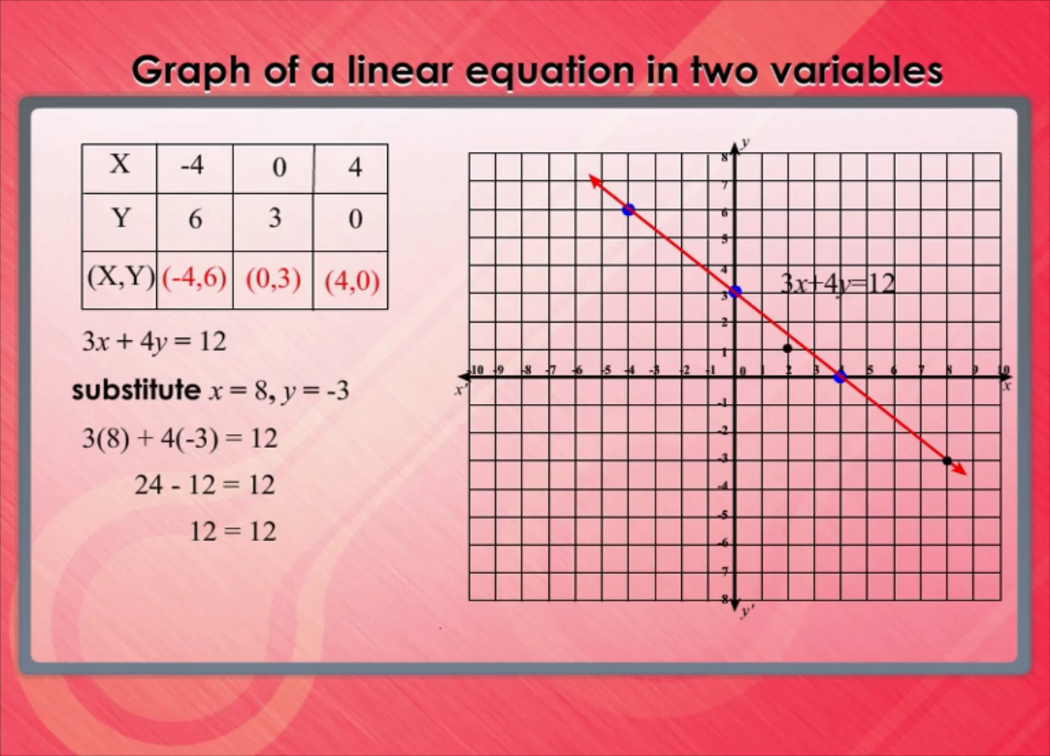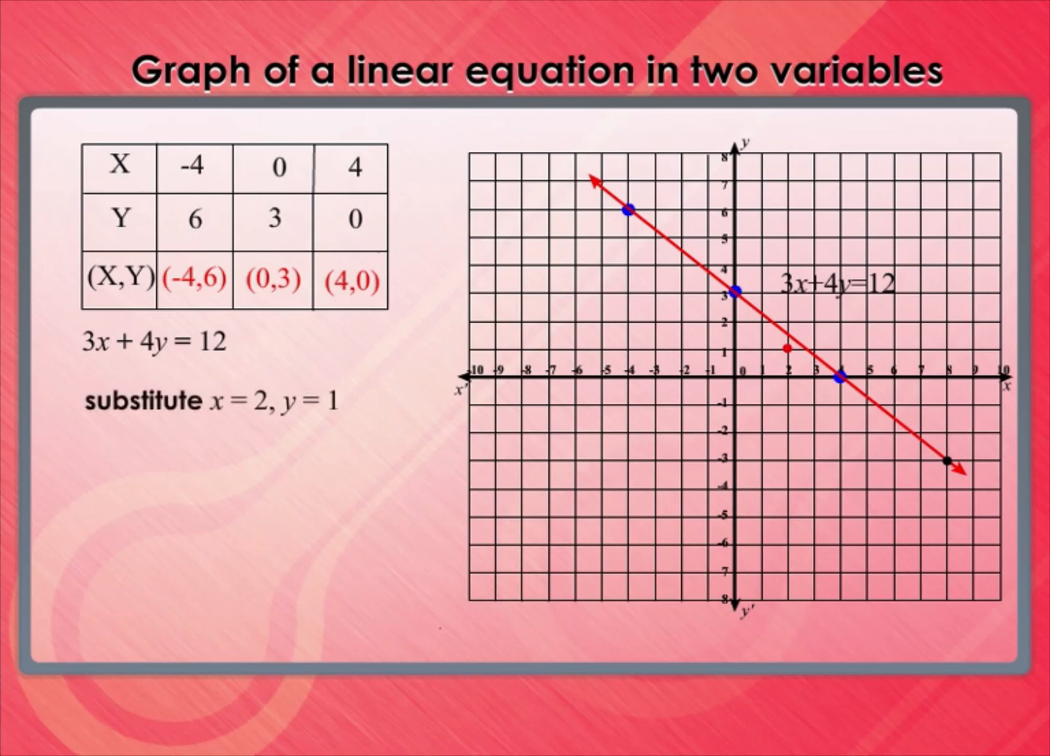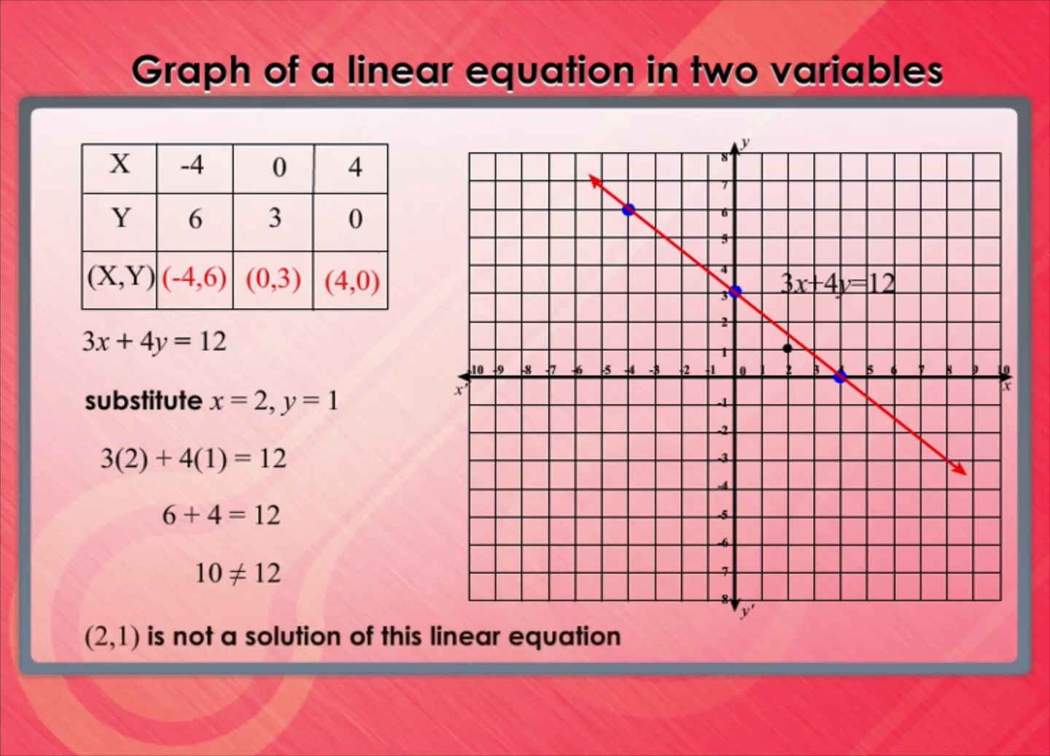Now let's take another point that does not lie on the line, for example, the point (2, 1). Let's substitute x = 2, y = 1. On simplifying this, the left-hand side is not equal to the right-hand side of the equation. Therefore, (2, 1) is not a solution of this linear equation.